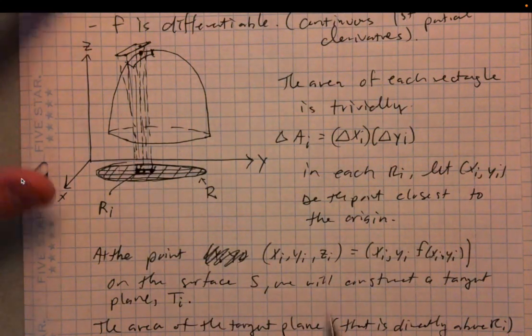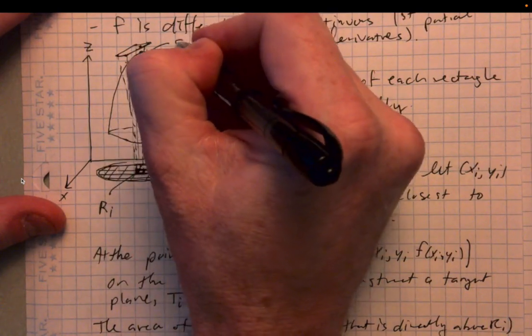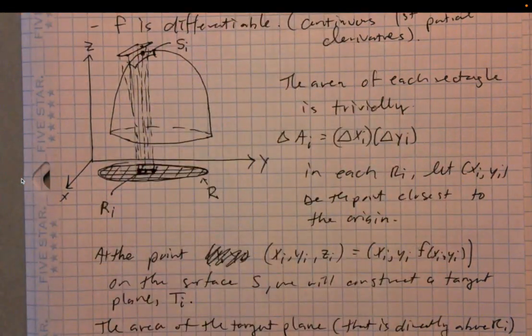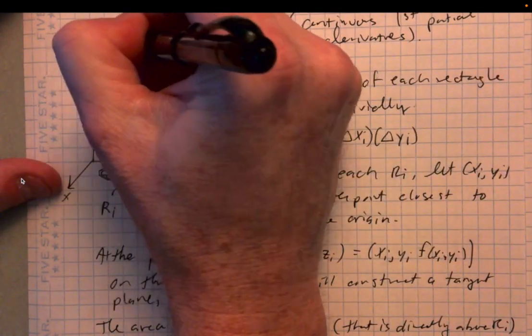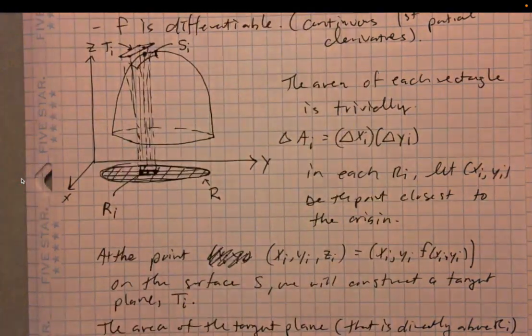Okay, and so we'll call that part of the surface Si. Just to keep these things straight, this is Ti. Ti is the tangent plane. Si is the surface subsection. Ri is the subsection of the domain.